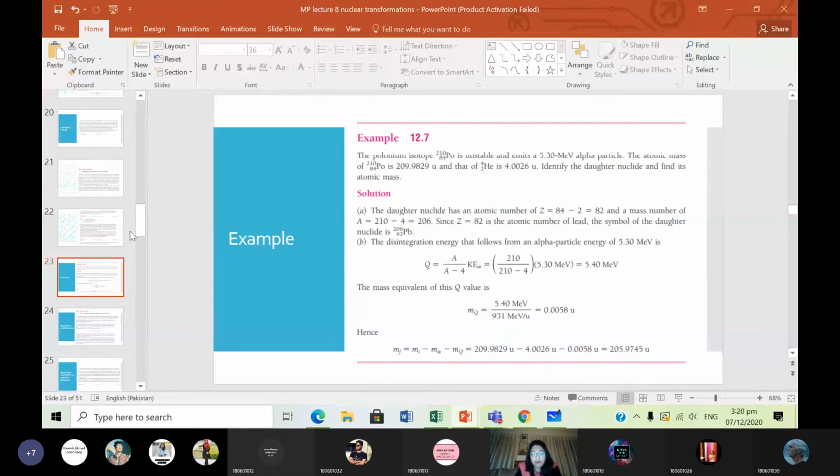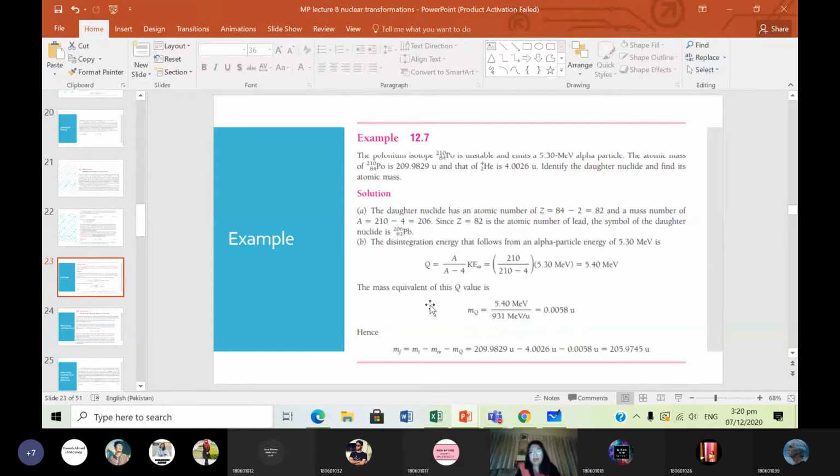When we rearrange this formula to make Q the subject, we will get this formula. Then put in A, because A is 210, that of the initial nucleus, the original nucleus, and 210 minus 4 times 5.3 mega electron volts, you get 5.4 mega electron volts.